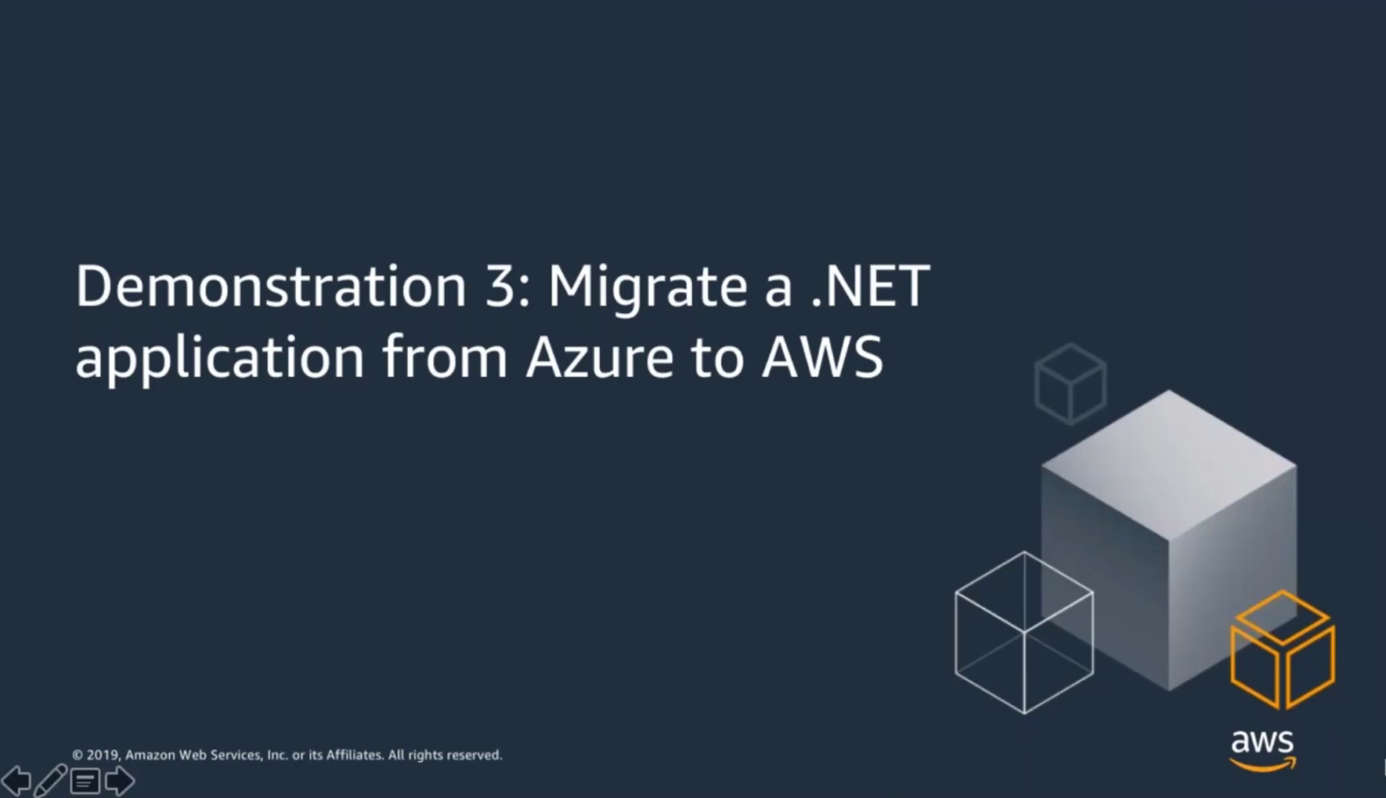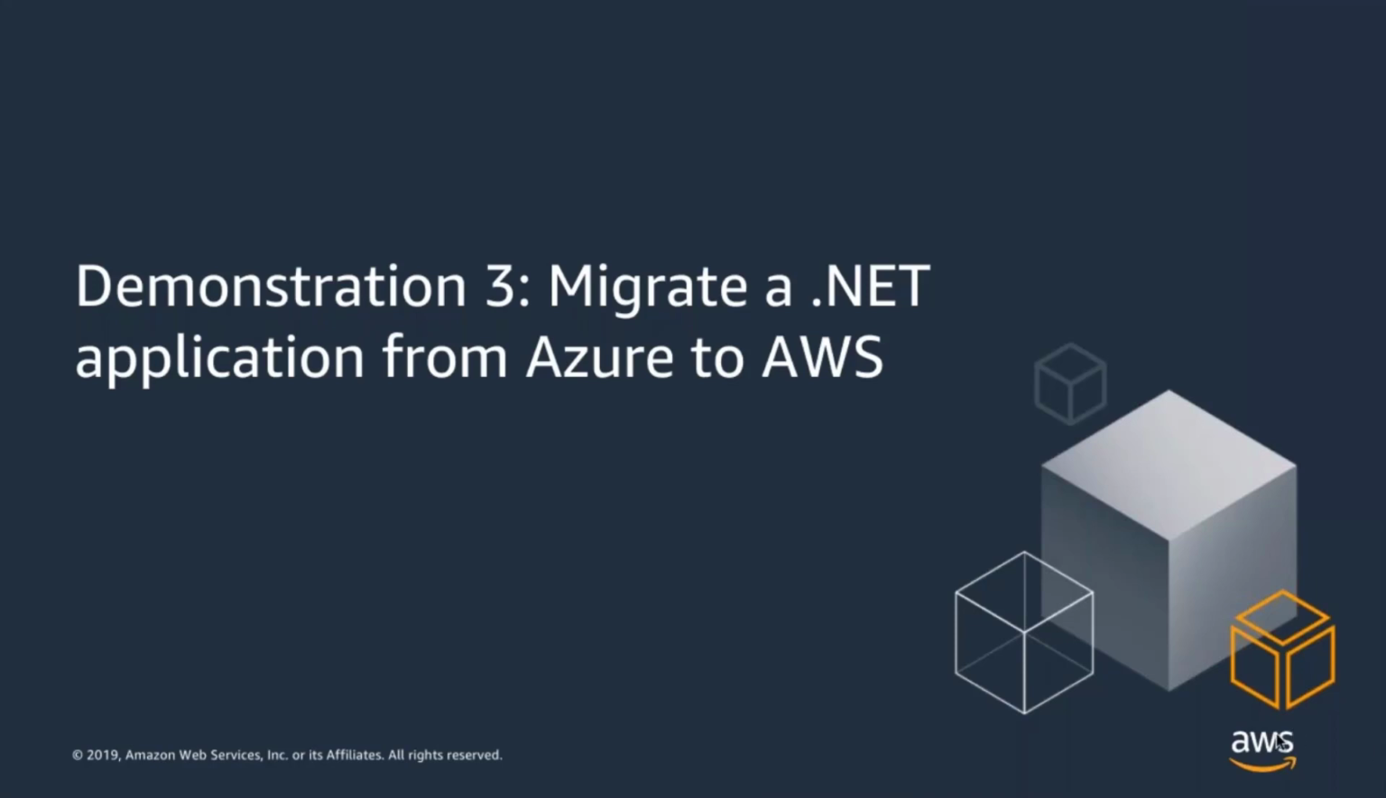So we have seen how you can use AWS Server Migration Service to migrate a SharePoint application from VMware environment to AWS. In the next demonstration, we are going to migrate a .NET application from Microsoft Azure to AWS.